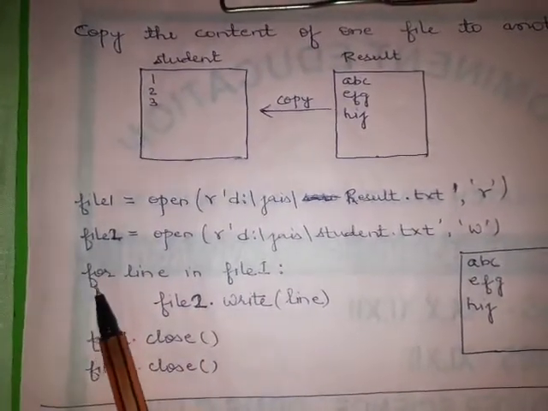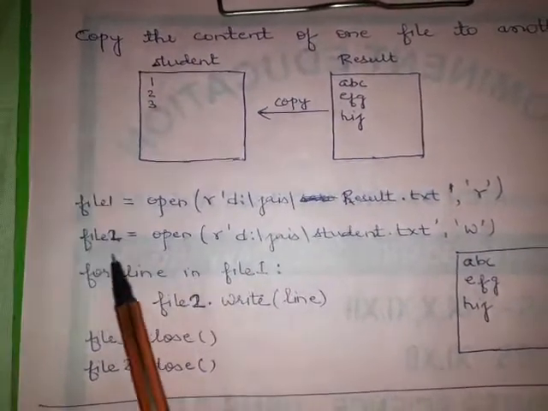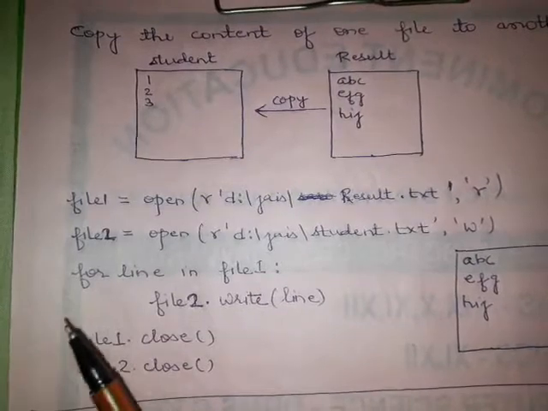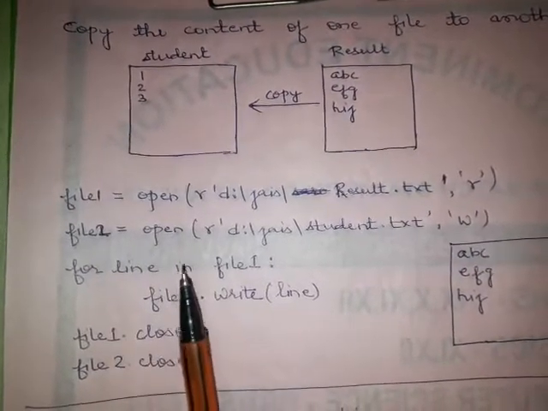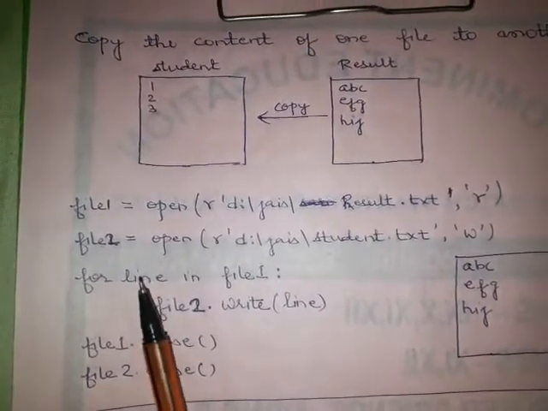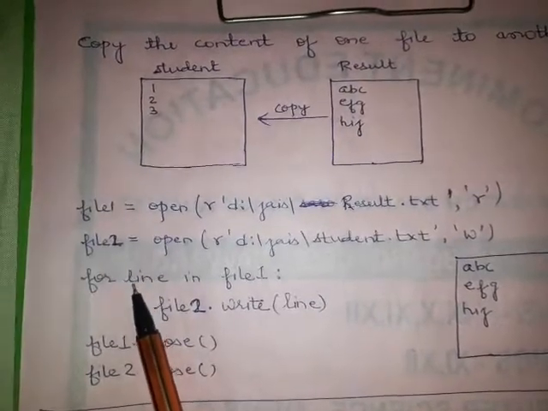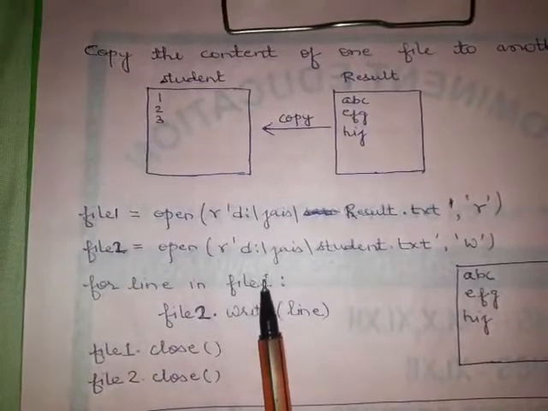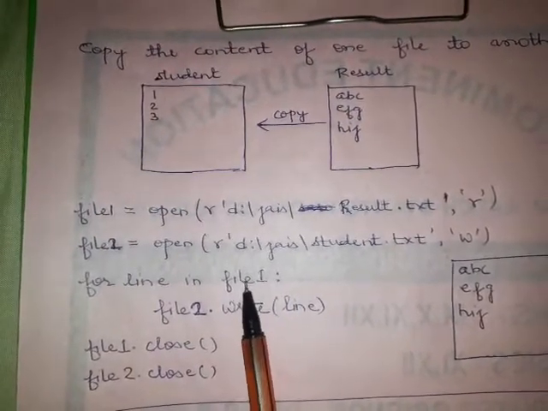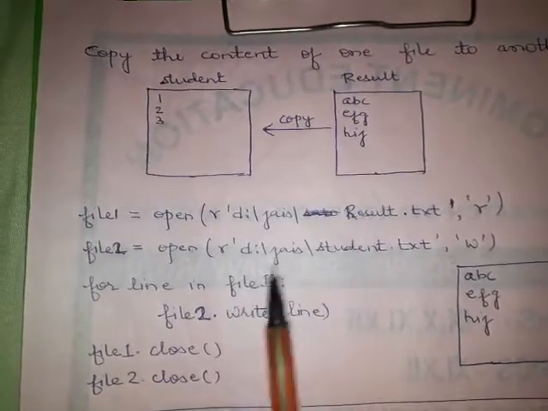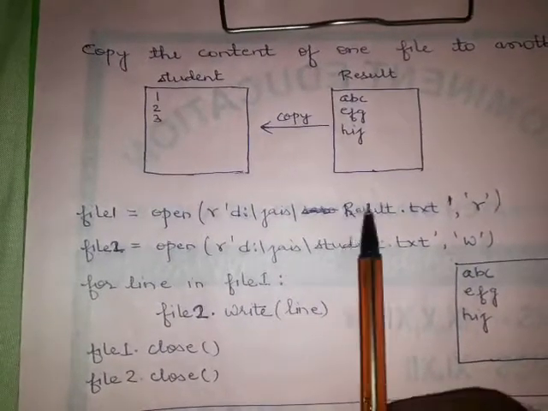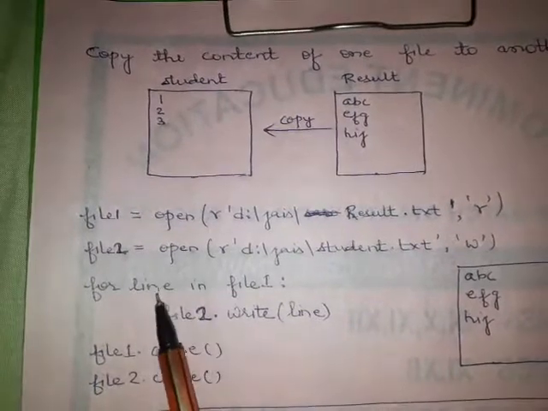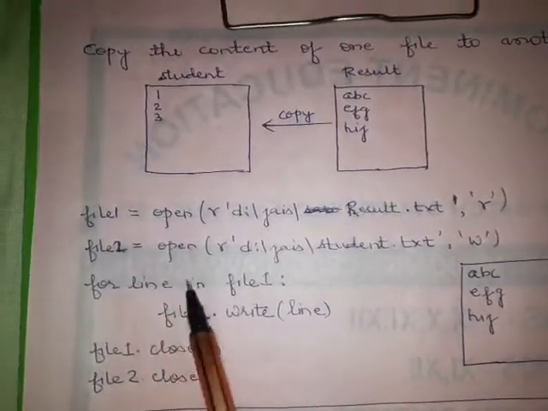I have already shown how the for loop works in file handling. It will read a complete single line, and the single line is assigned to this variable. This is a file pointer. It means the file pointer is pointing to the file result, file1 is pointing to the result file. It means the content of the result file is assigned line by line to this variable line.